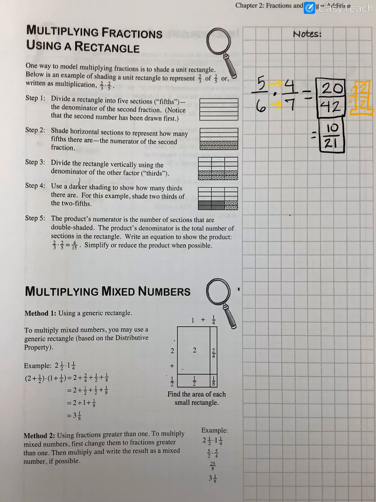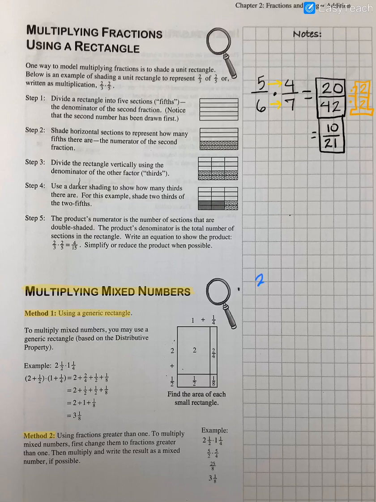When we multiply mixed numbers, you need to take care of certain things first. So, one option for multiplying mixed numbers is to use a generic rectangle and break it into parts and then add the parts together. In your book, they refer to that as method 1. We will focus on method 2. Method 2 is when you turn it into a fraction greater than 1 and then follow the same steps we used at the top.